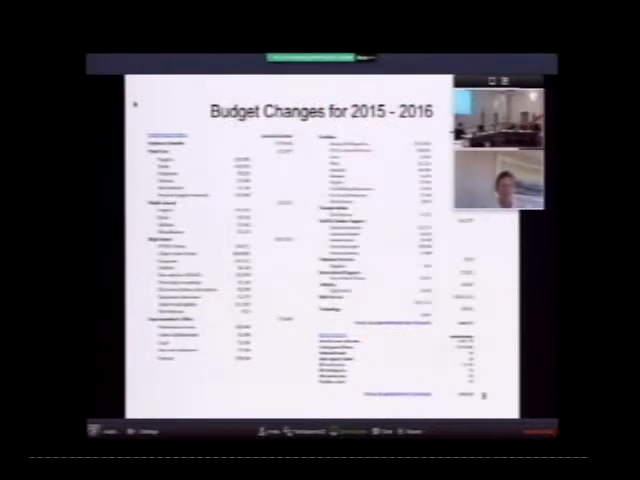Major changes for 2015-2016. Again, these represent the details that we've summarized. You'll see at Pond Cove an increase over last year of $12,567. That is essentially because of the preschool supplies and materials.